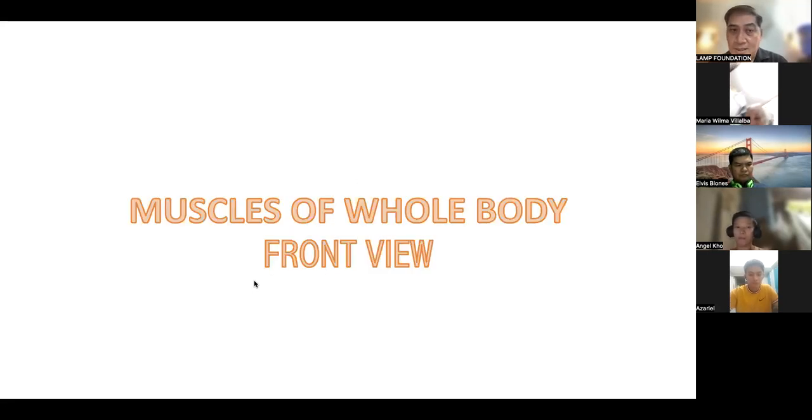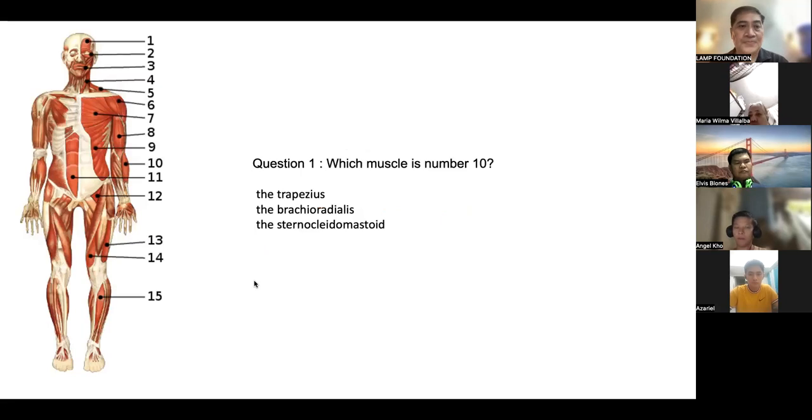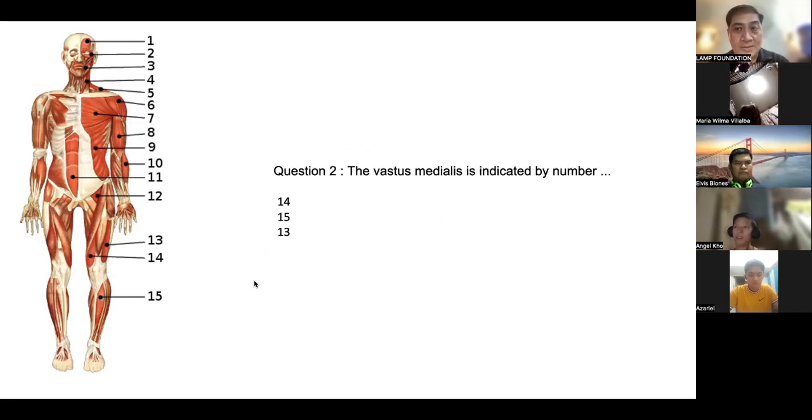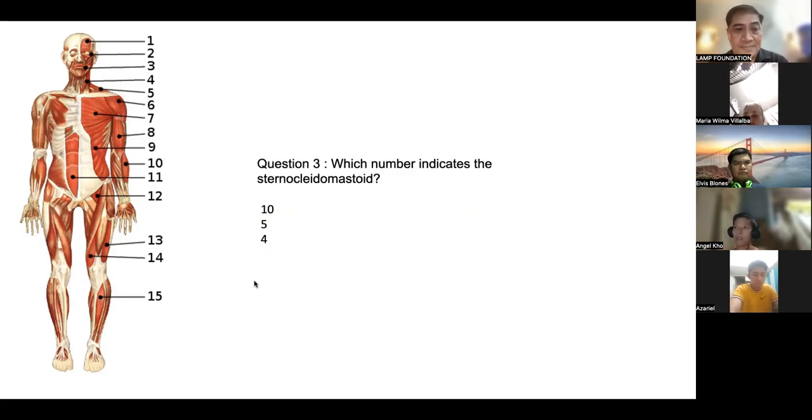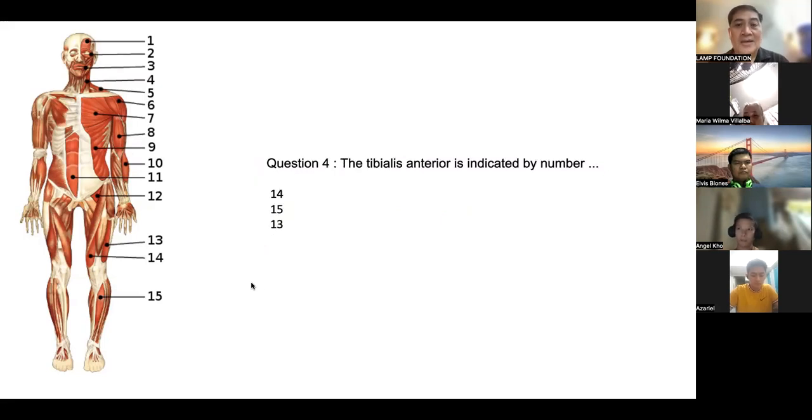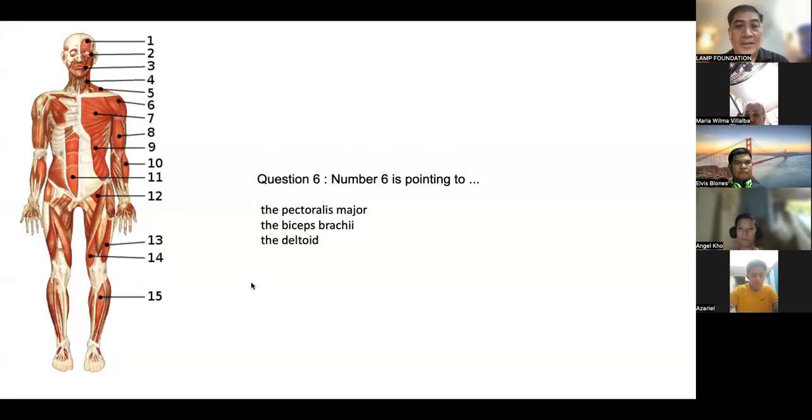We are going to discuss the muscles of the whole body, front view. Which muscle is number 10? Number 10, the brachioradialis. The vastus medialis is indicated by number what? Number 14. Which number indicates the sternocleidomastoid? Number 4. The tibialis anterior is indicated by number? Number 15. Which muscle is the trapezius? Number 5. Number 6 is pointing to what? The deltoid.